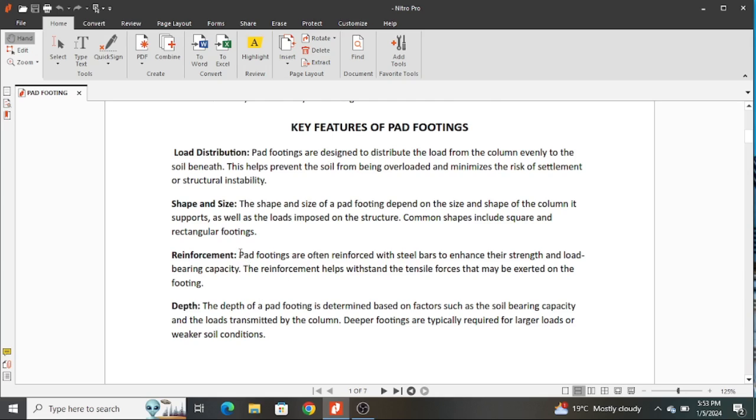When detailing, or as we will see later, reinforcement is very important. Actually, pad footings are often reinforced with steel bars so that their strength is enhanced and their load bearing capacity is enhanced. This is because this reinforcement helps it to withstand tensile forces that are normally exerted on the footing. And if we have any moments on the footing, the reinforcement is what is going to take care of that.